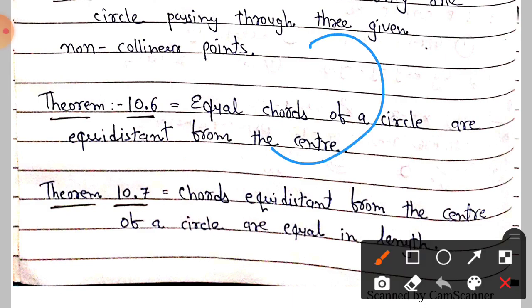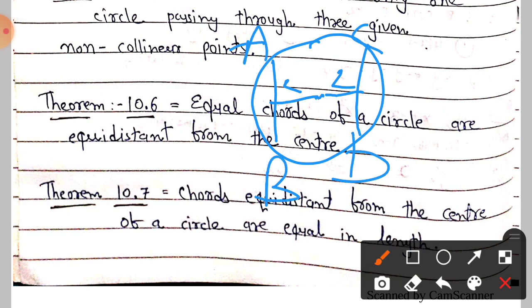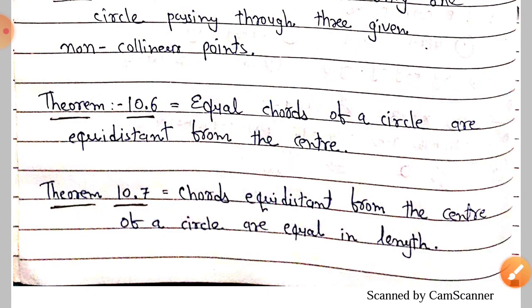Suppose I am taking these 2 chords and the distance from the center is 2 centimeter for both. So both are equidistant. So we can say that AB and CD are equal in length. This is your theorem number 10.7. Okay. Now move on to the next theorem, that is theorem number 10.8.